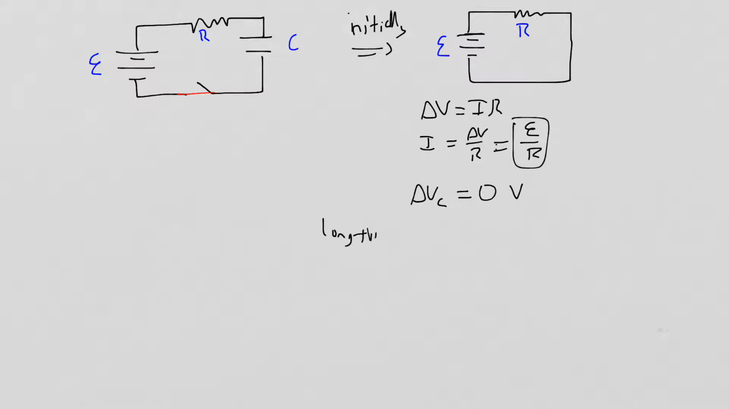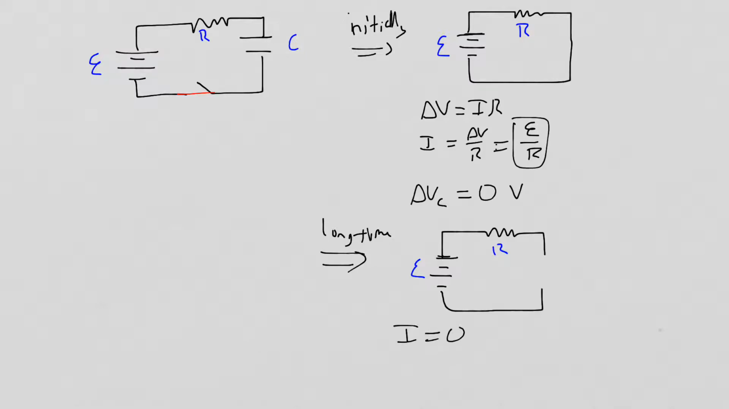Alright, so now we have the same thing after a long time. So after a long time, the capacitor is now fully charged. And fully charged means that no more charge can flow. And so this behaves just like a broken circuit. And so at this point, because it's broken, no charge can flow. So I equals 0, by definition, no charge is flowing. That's what long time means in the sense of capacitors.